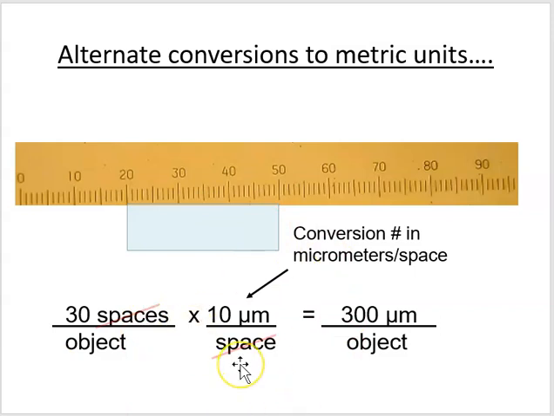You can also do your conversion directly into metric units using your ocular ruler measurement right there. So in this case, instead of using 1/100th of a millimeter per space, we can take this factor right here as 10 micrometers per space. So 30 spaces on your ocular ruler is the length of this thing, is going to be multiplied by our conversion right there, and that's going to give us 300 micrometers per object.